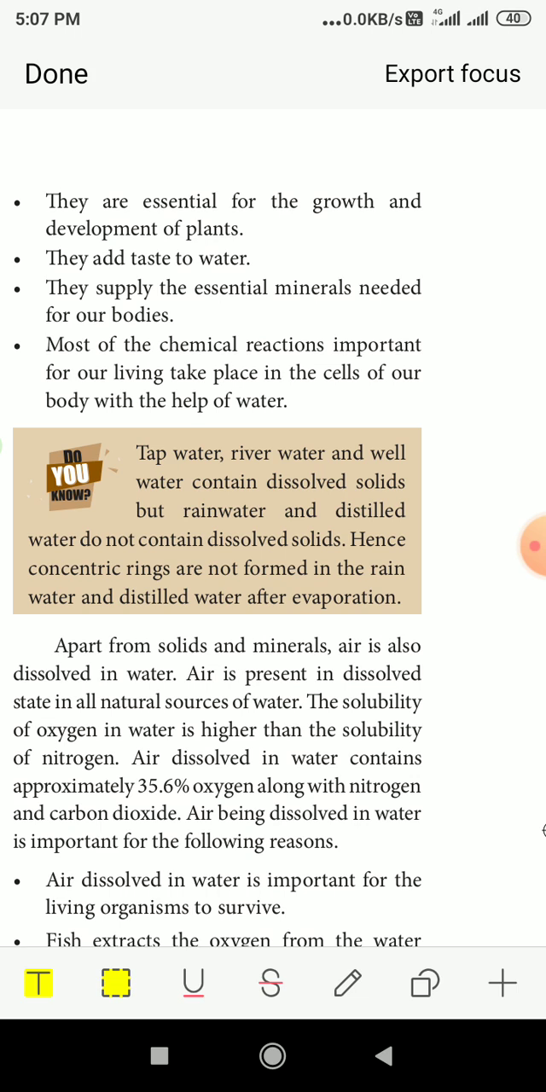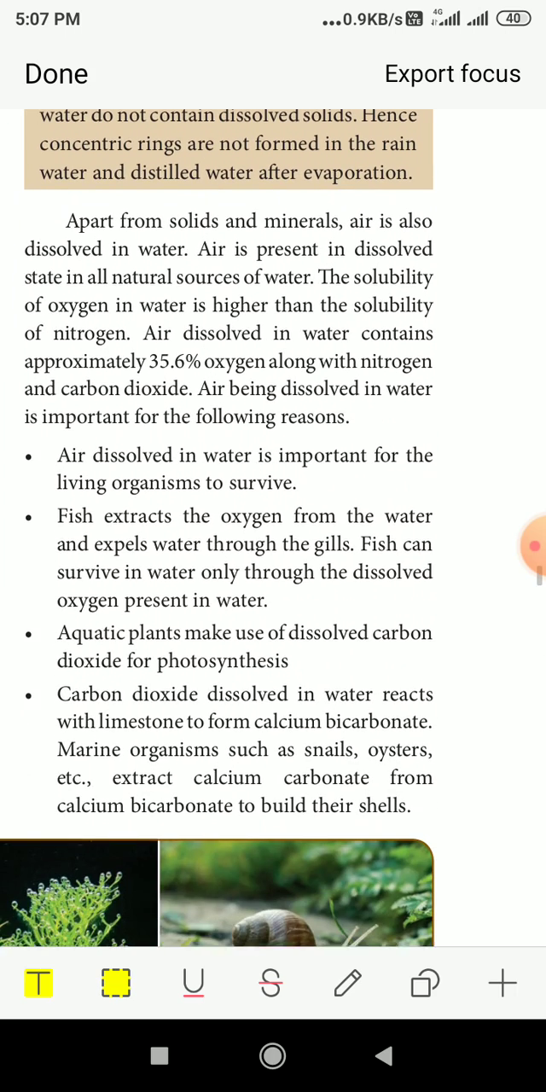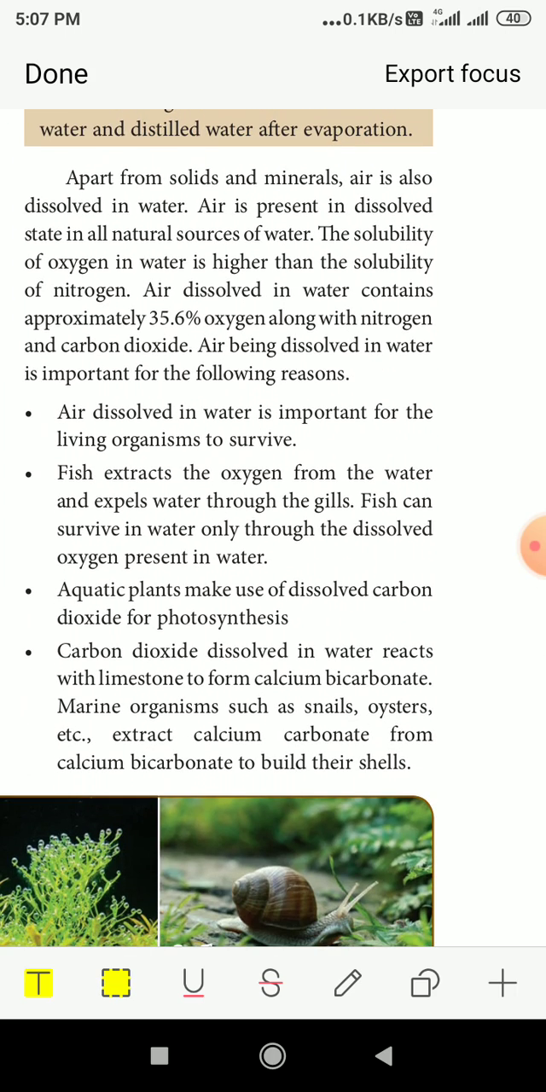Apart from solids and minerals, air is also dissolved in water. Air is present in a dissolved state in all the natural sources of water. The solubility of oxygen in water is higher than the solubility of nitrogen. Air dissolved in water contains approximately 35.6% of oxygen along with nitrogen and carbon dioxide. Air being dissolved in water is important for the following reasons. Why is air dissolved in water? Air dissolved in water is important for living organisms to survive.